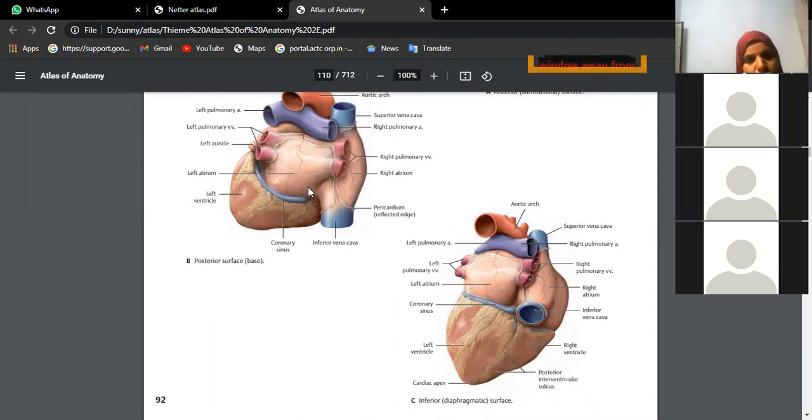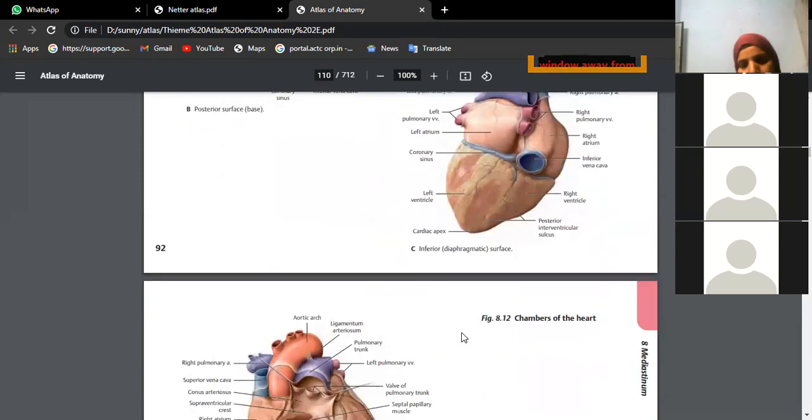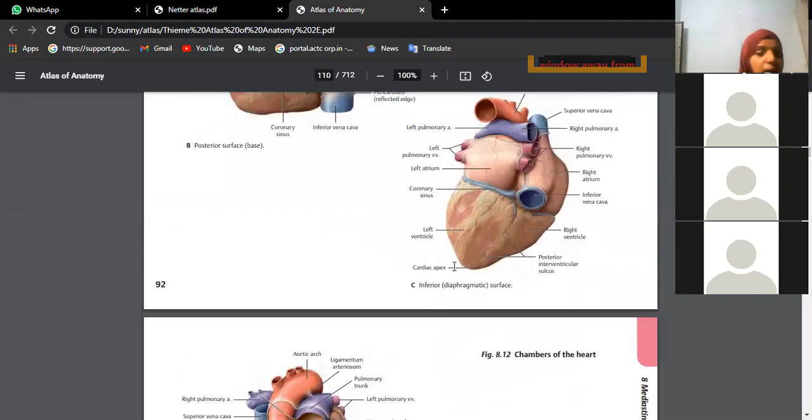So on the posterior surface, this is the right atrium, correspondingly right ventricle. Left atrium, correspondingly left ventricle. Behind this is the posterior interventricular sulcus, where you have the posterior interventricular vessels. The surface which was resting on the diaphragm, you have seen better when I showed you the superior aspect of the diaphragm. So this area is actually resting on the diaphragm. You call it the diaphragmatic surface.